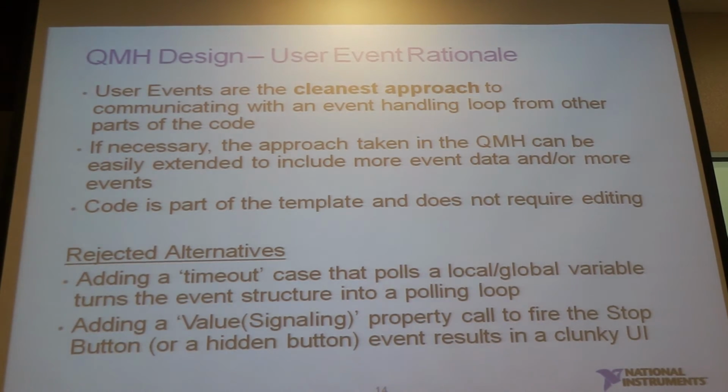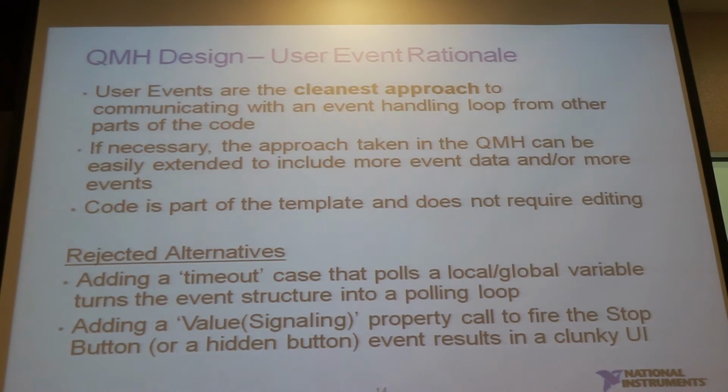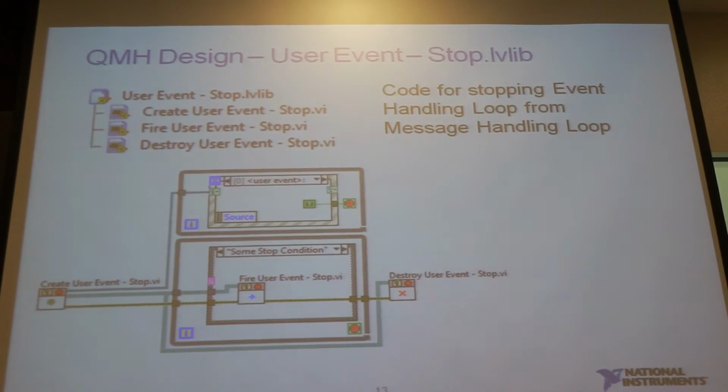There are of course alternatives that can work as well, possibly, but they are rejected. Number one is adding a timeout case that holds a local variable or a global variable, and then you can stop it from there. So basically all it's saying is, over here in the loop, you have a timeout every 100 milliseconds, every 200 milliseconds, you poll a global variable. Not good, because now we are using a polling method instead of using what the event structure is supposed to do.